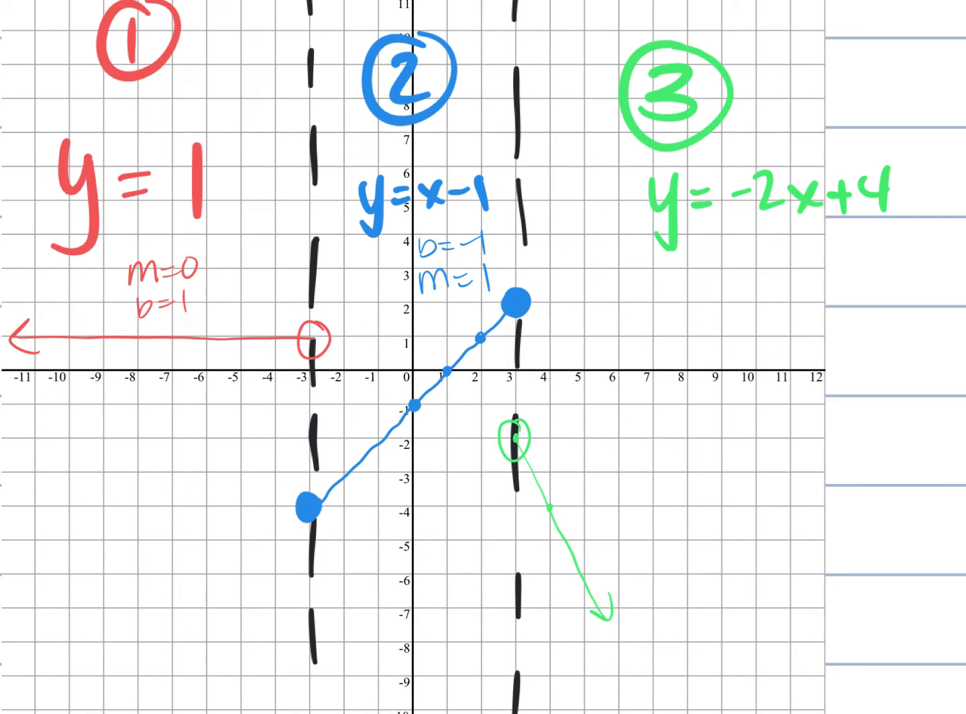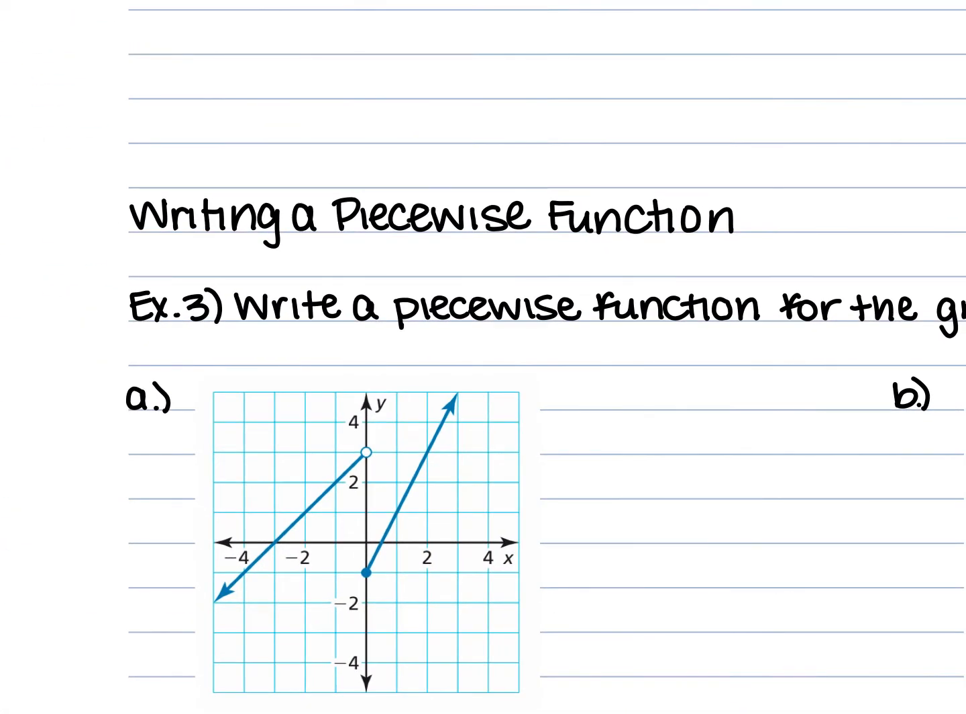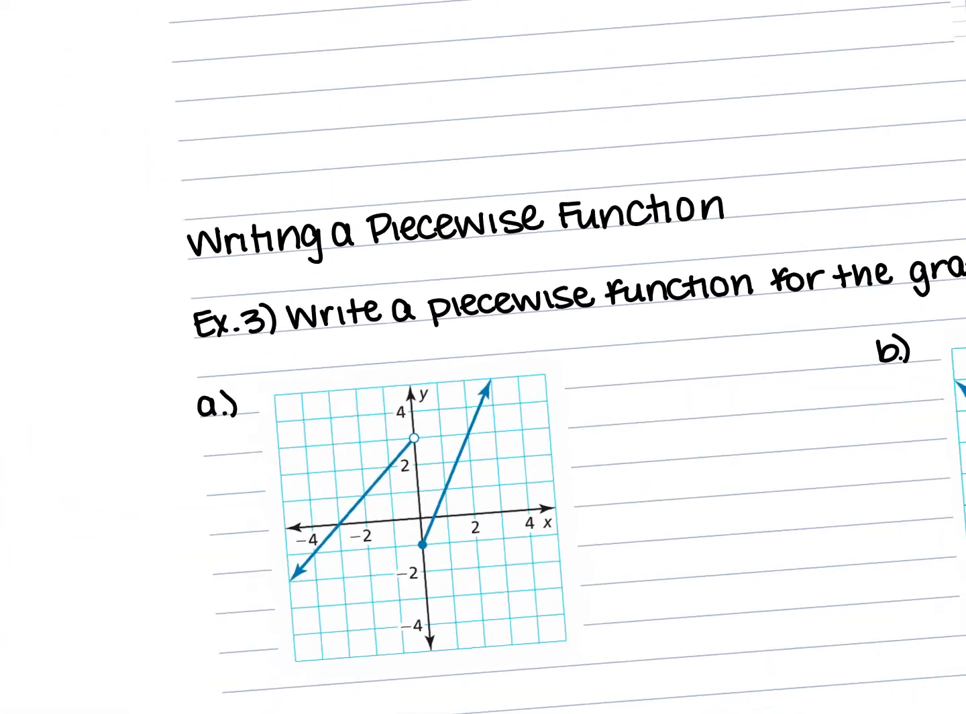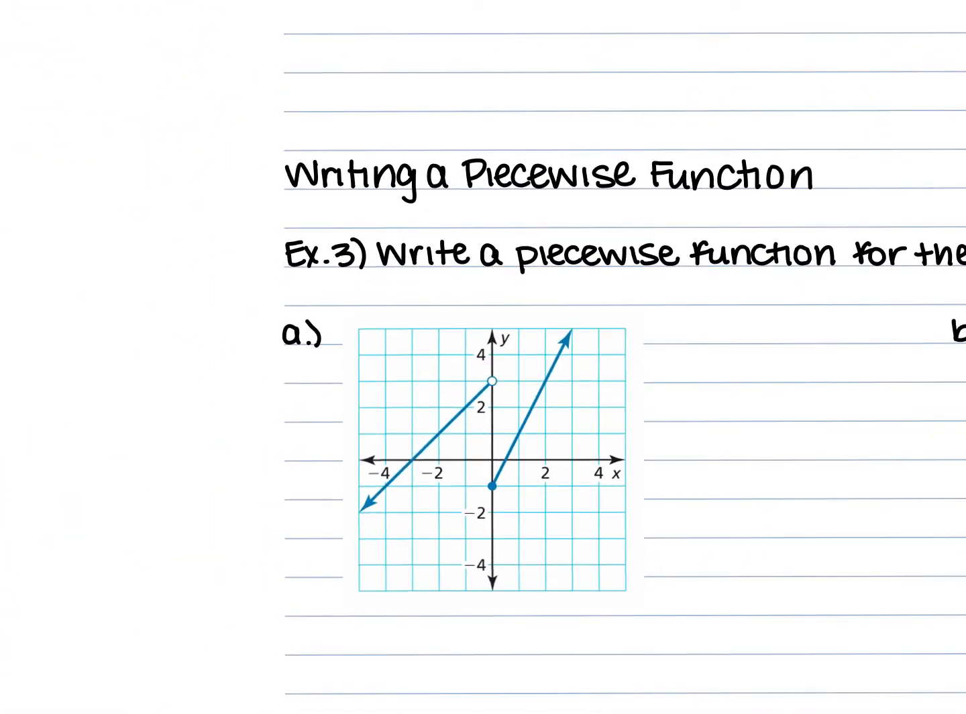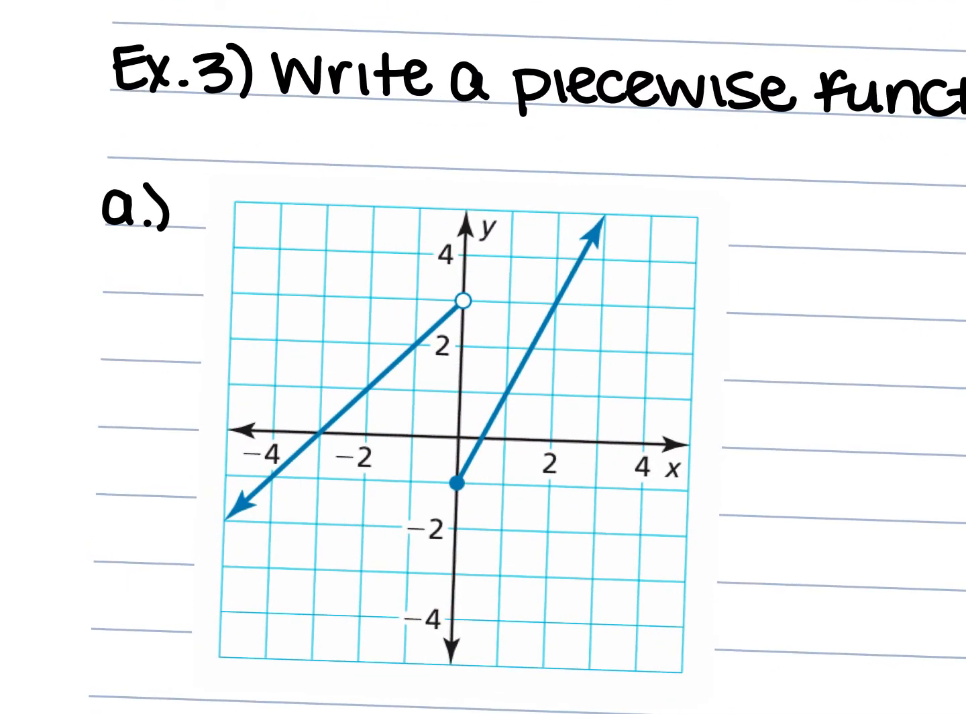Okay, the next section we are going to be writing piecewise functions for the graph. So we're given a graph and we have to write the function for it. First, I want you to identify where this split happens in your graph and figure out what the bounds on x are for each piece.